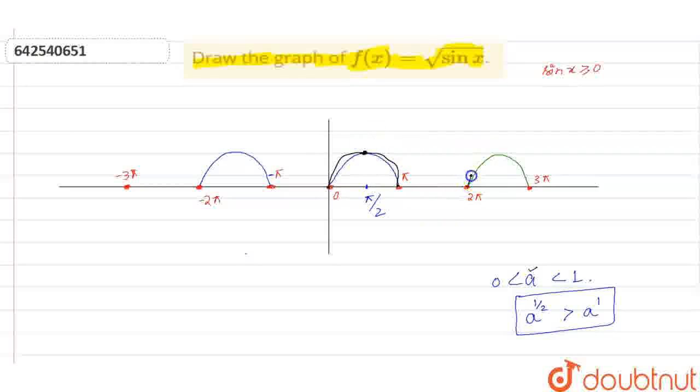In a similar manner, at 5 pi by 2 it is equal, and except that, at n pi's, these are equal. So in a similar manner, we'll get at this point, this is going to be equal, and at this point too. And these points are included. These points are also included. In a similar manner, the graph will repeat everywhere.